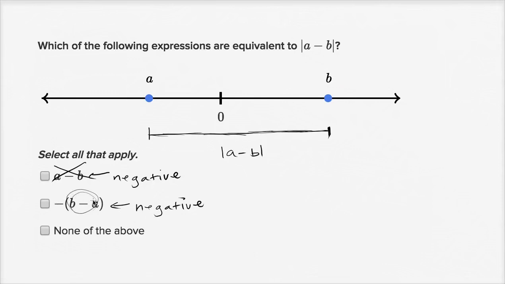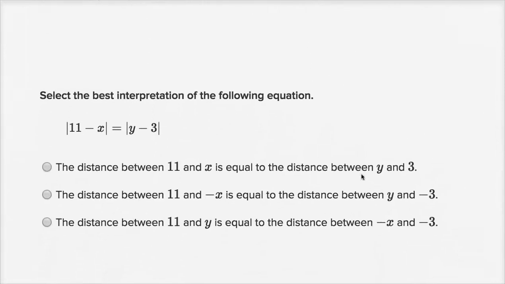And like in the last example, you could try out numbers that meet these constraints. Maybe b is positive 3 and a is negative 2. And I encourage you to try this out. Figure out what the absolute value of a minus b is. It'll be 5. And figure out which of these give you that same result. And neither of them will. So the answer here is none of the above. Let's keep going. This is a lot of fun.